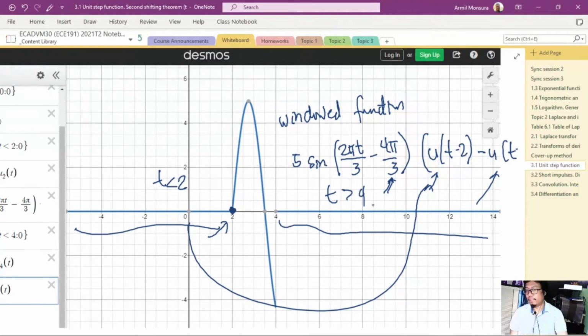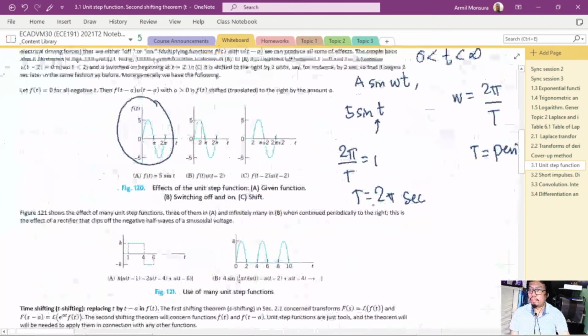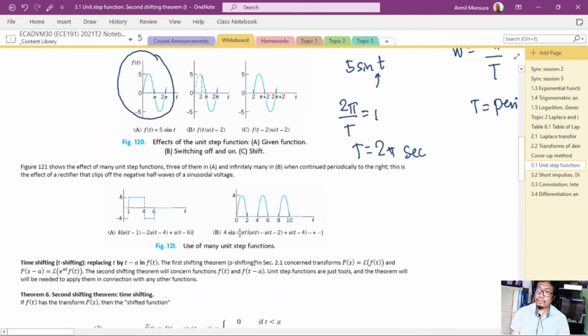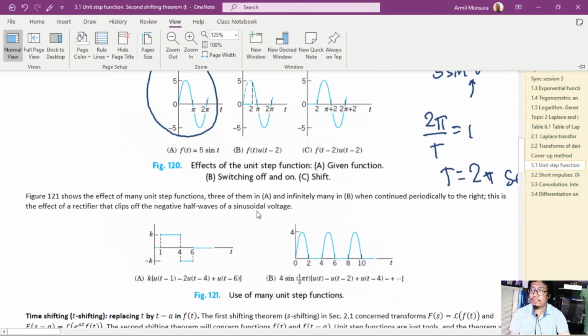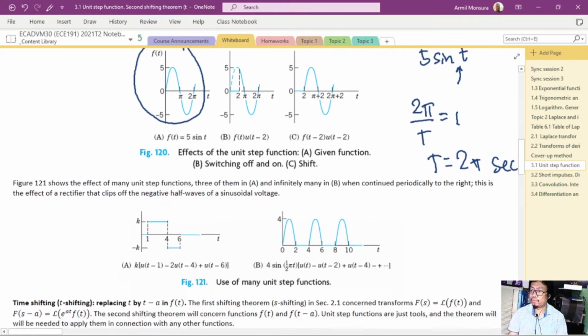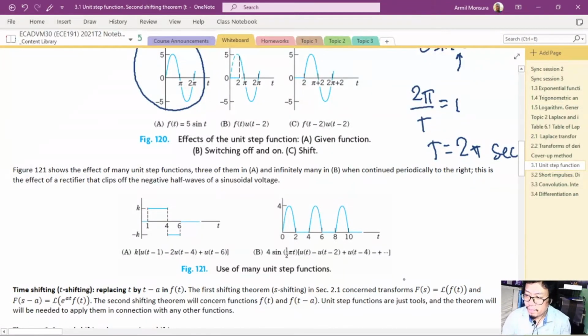Now we proceed to the main issue here, which is how we use the Laplace transform in the presence of a unit step signal. As you might be able to see, a unit step signal can cause your signal to be delayed in terms of time. And that is where the second shifting theorem, or time shifting theorem, of the Laplace transform applies.